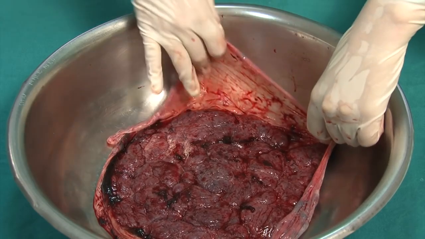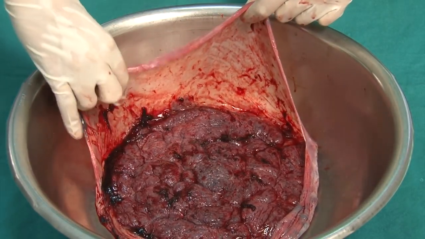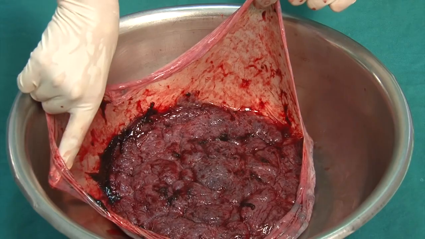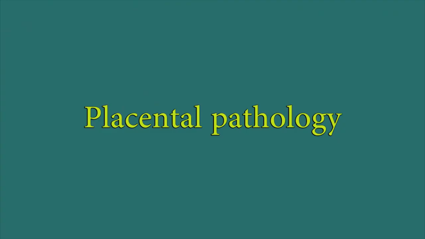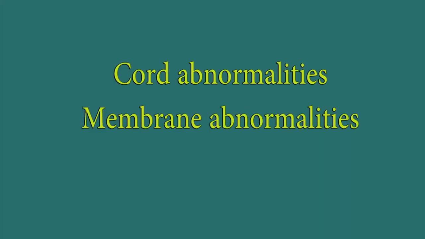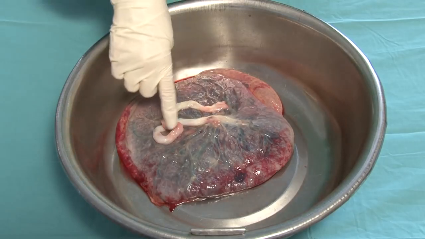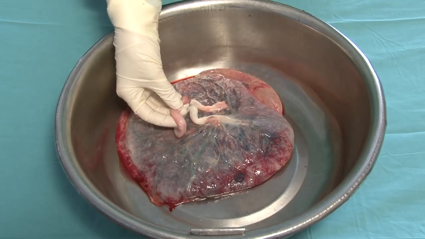The membranes appear clear and normal. They are followed all around the placental edge and inspected for any abnormal color or clarity. In the following, a number of placental pathologies are demonstrated, which include cord abnormalities, membrane abnormalities, and maternal surface abnormalities. Examination of the cord gives information about the growth and activity of the fetus while still in utero.